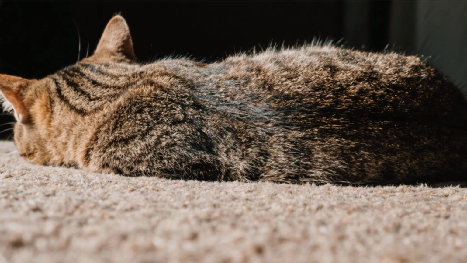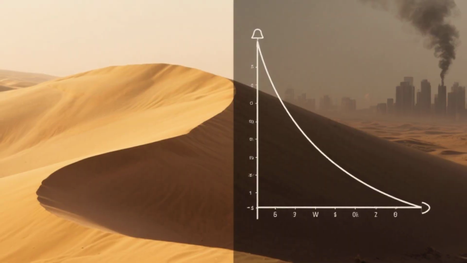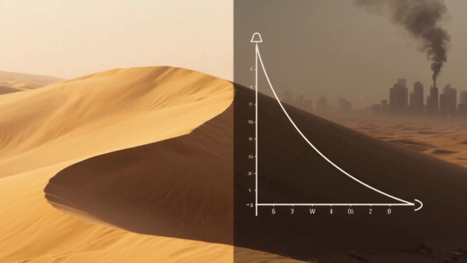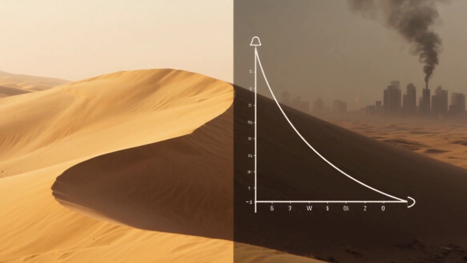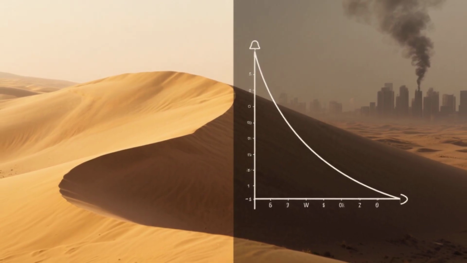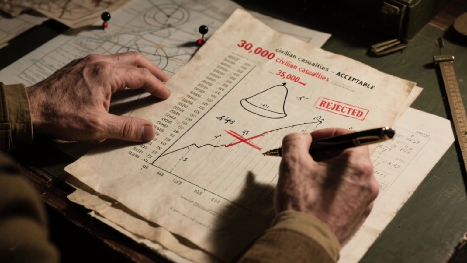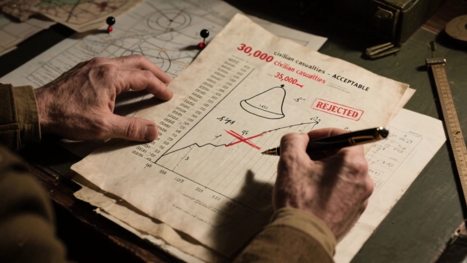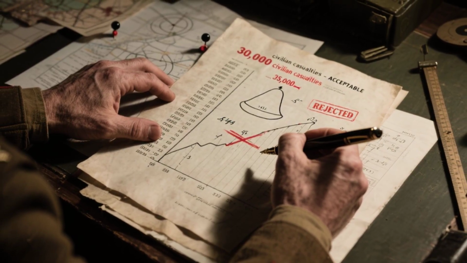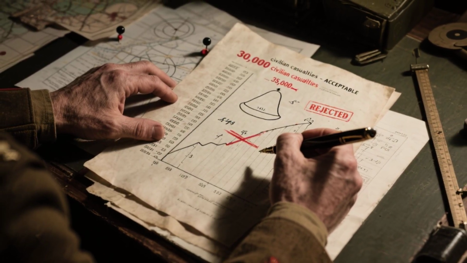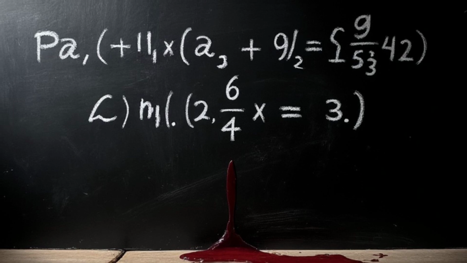It looks like a sleeping cat's back. Or maybe a perfectly formed sand dune. Mathematicians call it the Gaussian distribution. Most people know it as the bell curve. Tonight, this elegant piece of mathematics will help you decide that killing 30,000 civilians is acceptable. But 35,000, that might be pushing it.